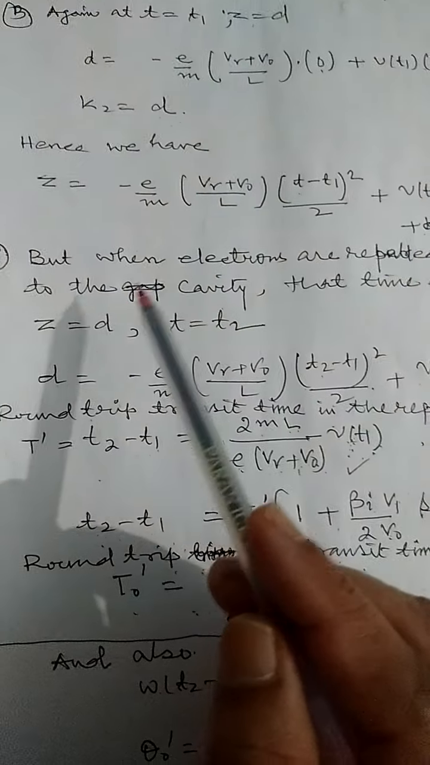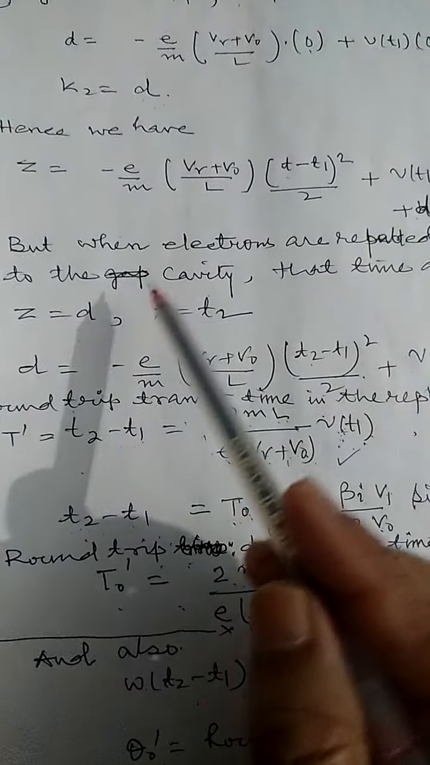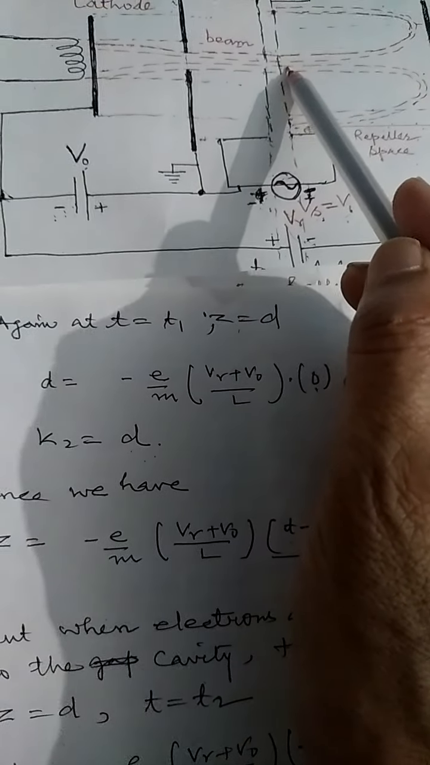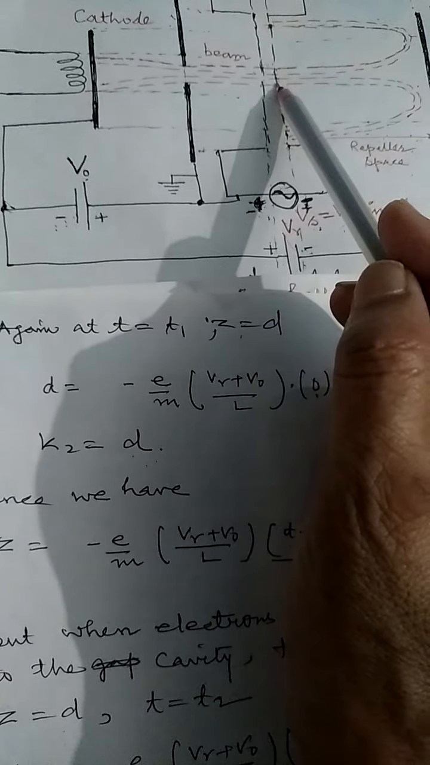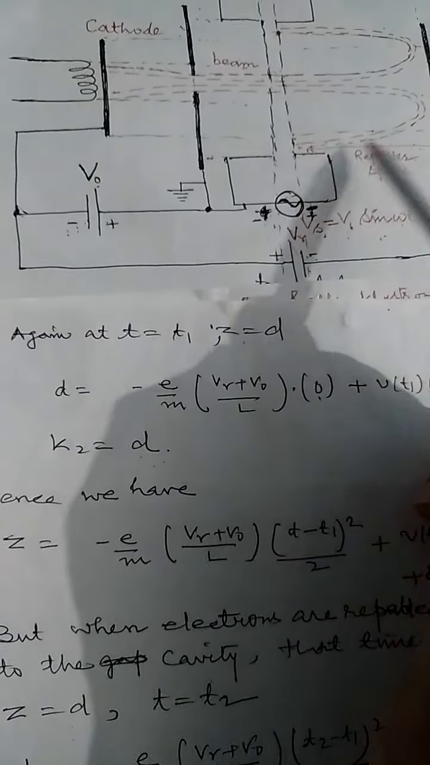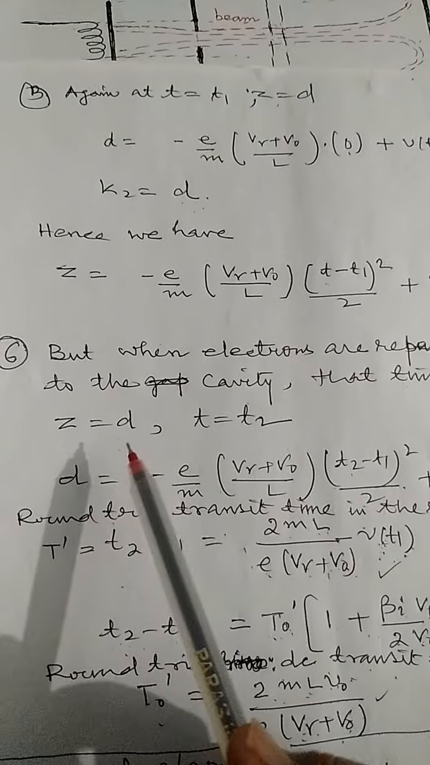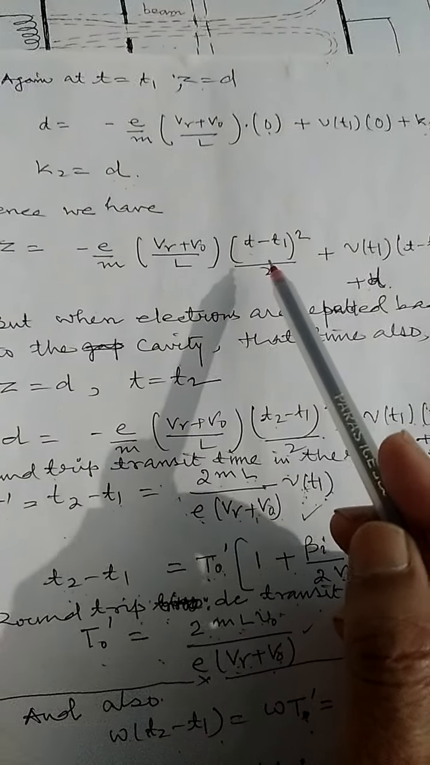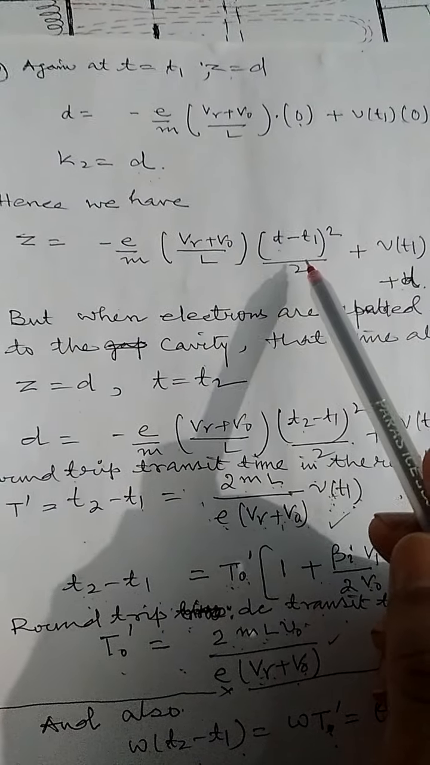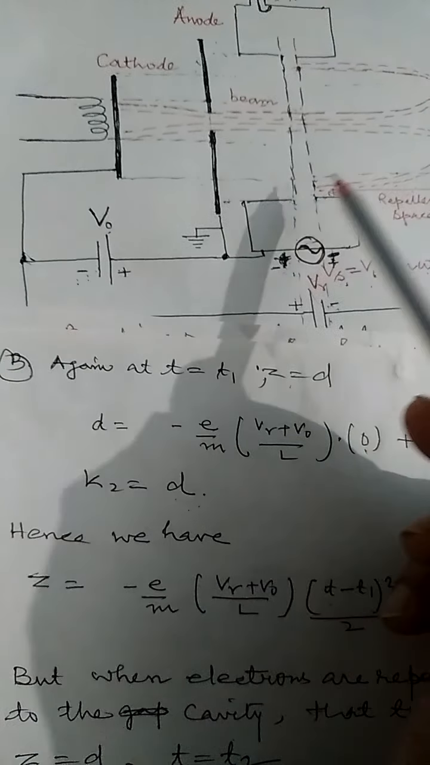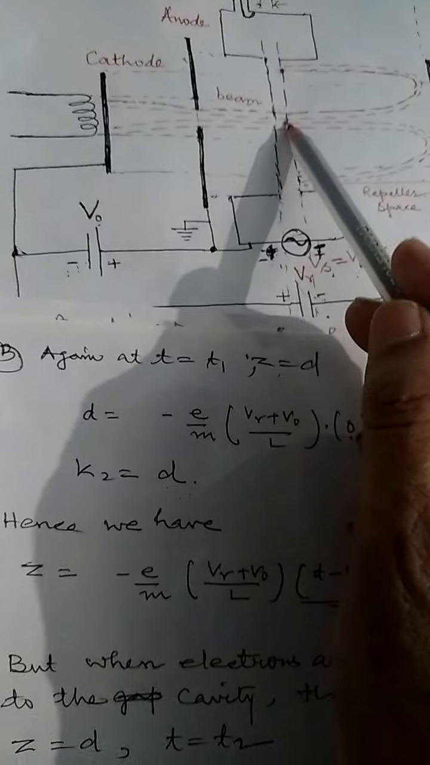So when we calculate the round trip time, we need how much time the electrons have taken. When they exit, the time was t1. When they are entering back from the repeller region, that time is t2. So t2 minus t1 is the transit time in the repeller region of the electrons. So we calculate this by placing the condition at t is equal to t2. At t is equal to t2, the z again becomes d, because z is the displacement. So the displacement at t2 is again d.